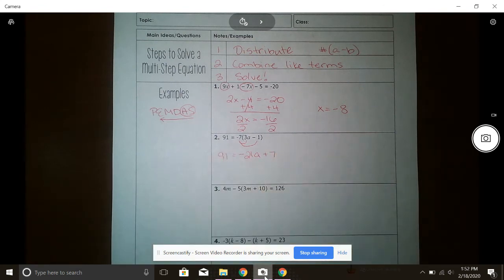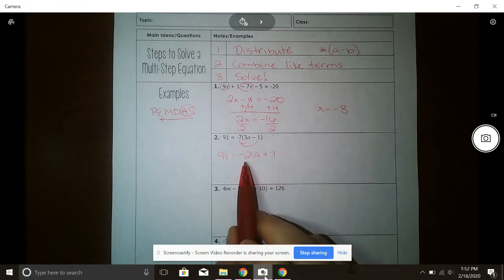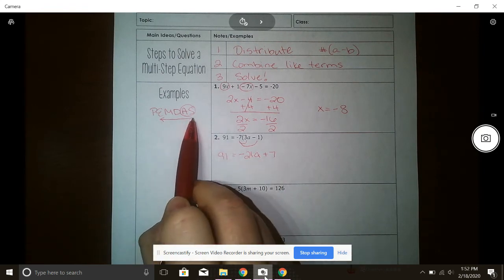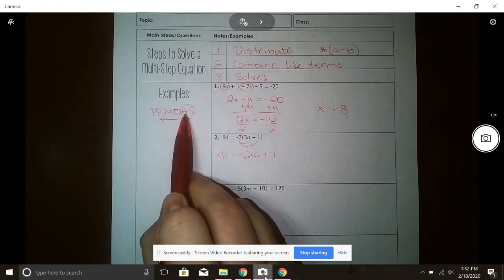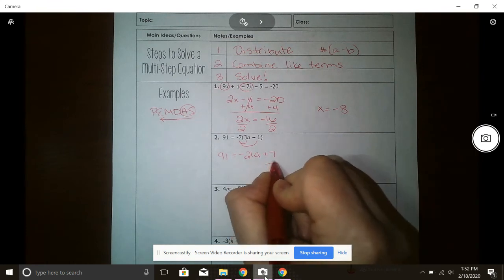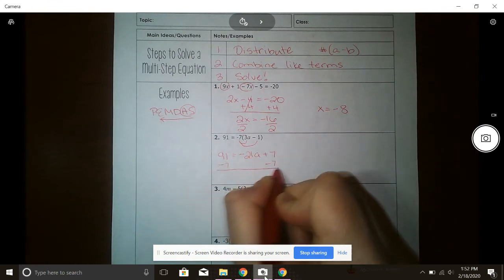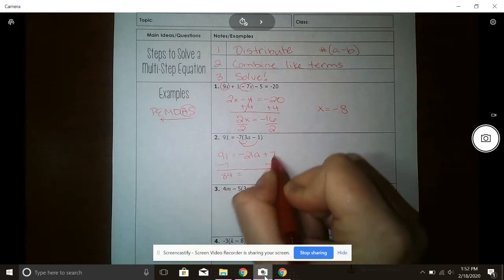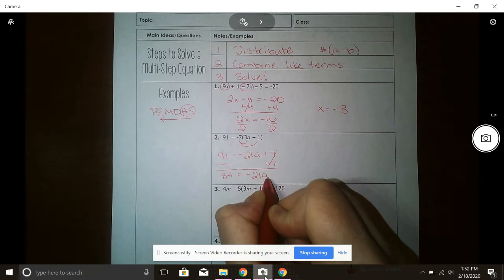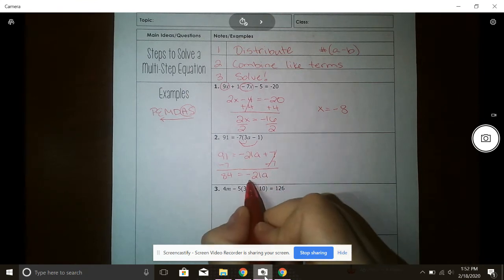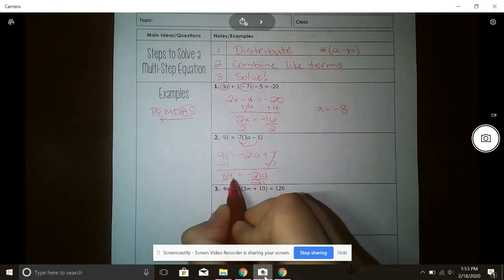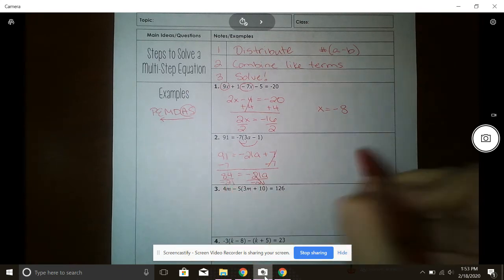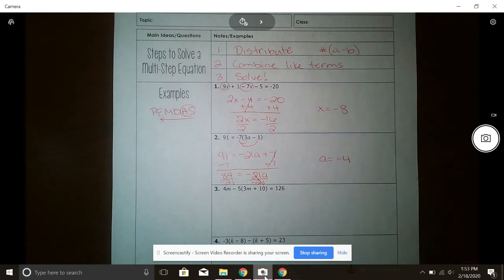Now this is another two-step equation. I need to get rid of a negative 21 that's multiplying a and a plus 7. Back to PEMDAS, I'm working backwards, so I need to get rid of this addition first. Minus 7, minus 7. 91 take away 7 is 84. And now I have negative 21 times a. To get rid of a multiply by negative 21, I need to divide by negative 21. 84 divided by negative 21 is negative 4.